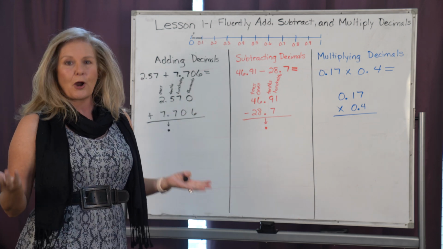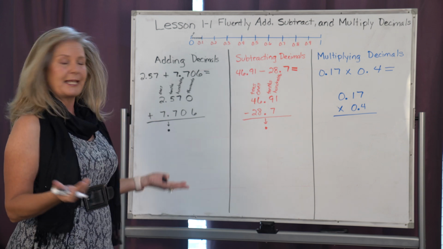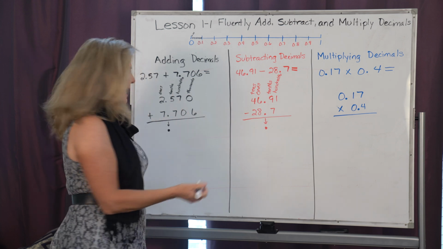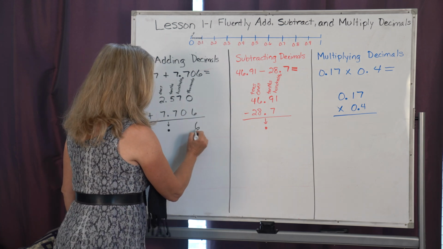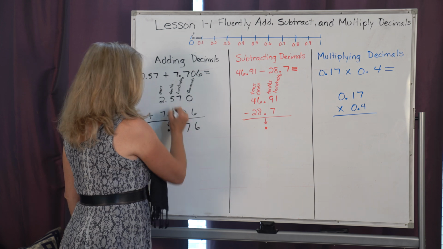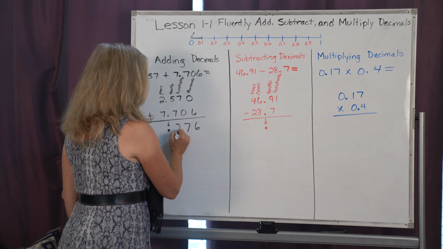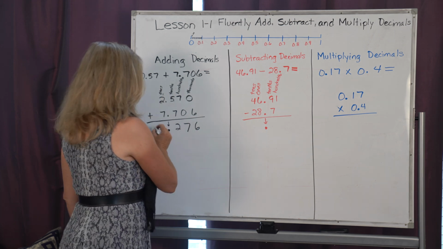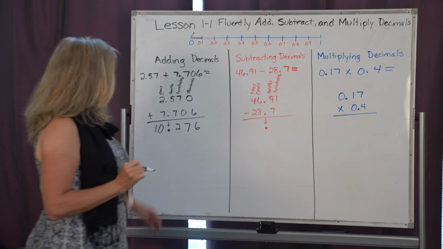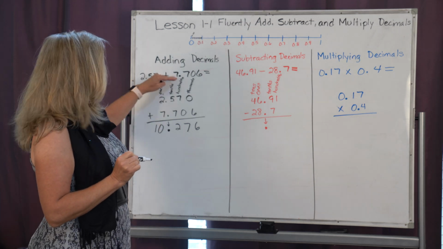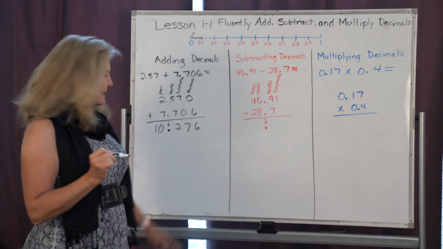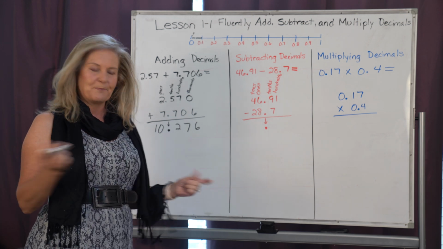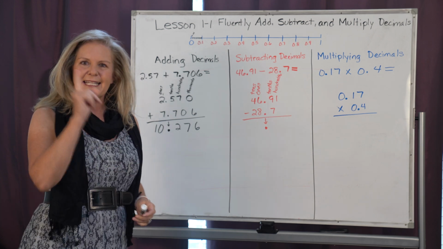Now that's where the hard part is all finished. Now we just simply add. And I'm going to start on the right hand side like I always do, and I'm just going to add. So 0 plus 6 is 6, 7 plus 0 is 7, 5 plus 7 is 12. I'm going to carry that 1. 7 plus 2 is 9, plus 1 is 10. So 2 and 57/100ths plus 7 and 706 thousandths is 10 and 276 thousandths. Pretty simple. Now subtraction is the same thing.